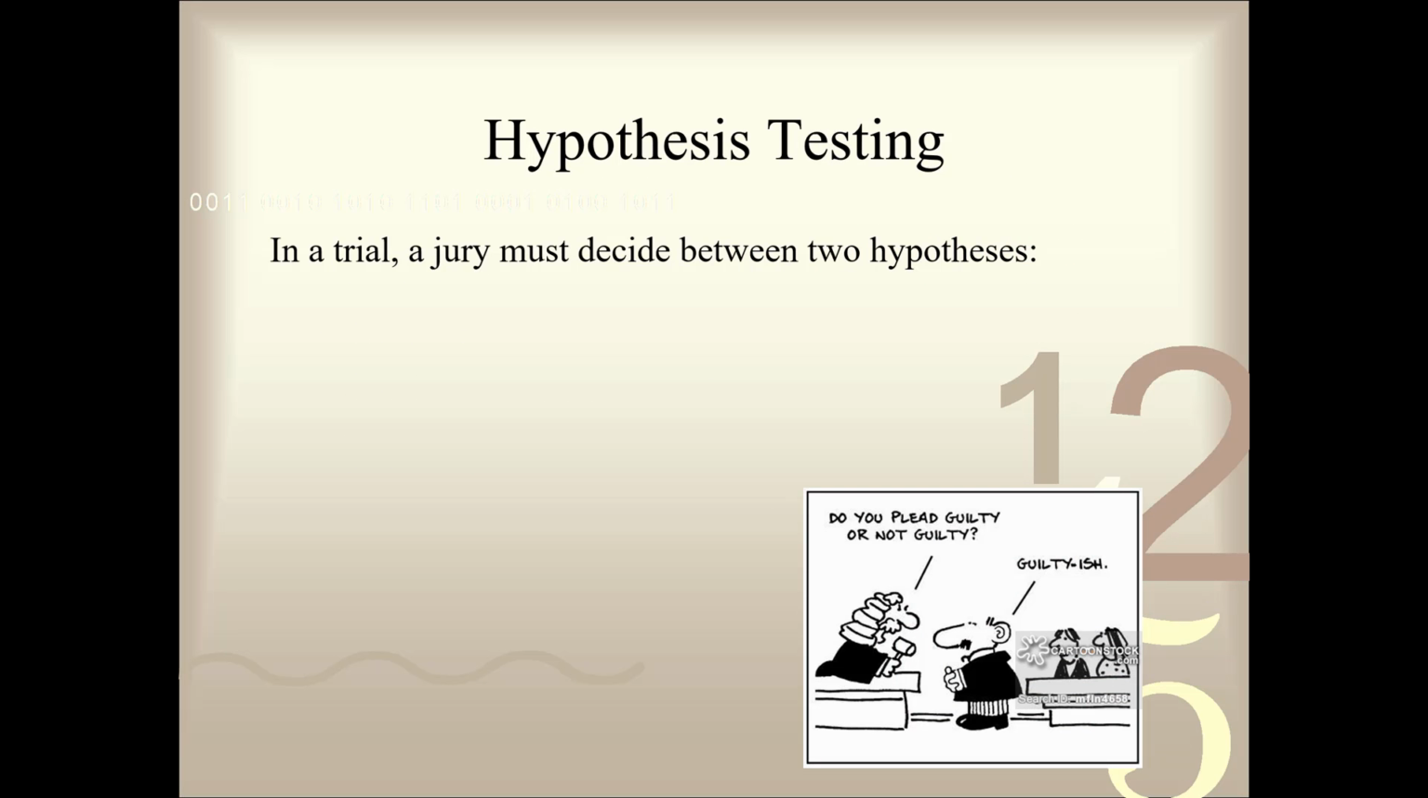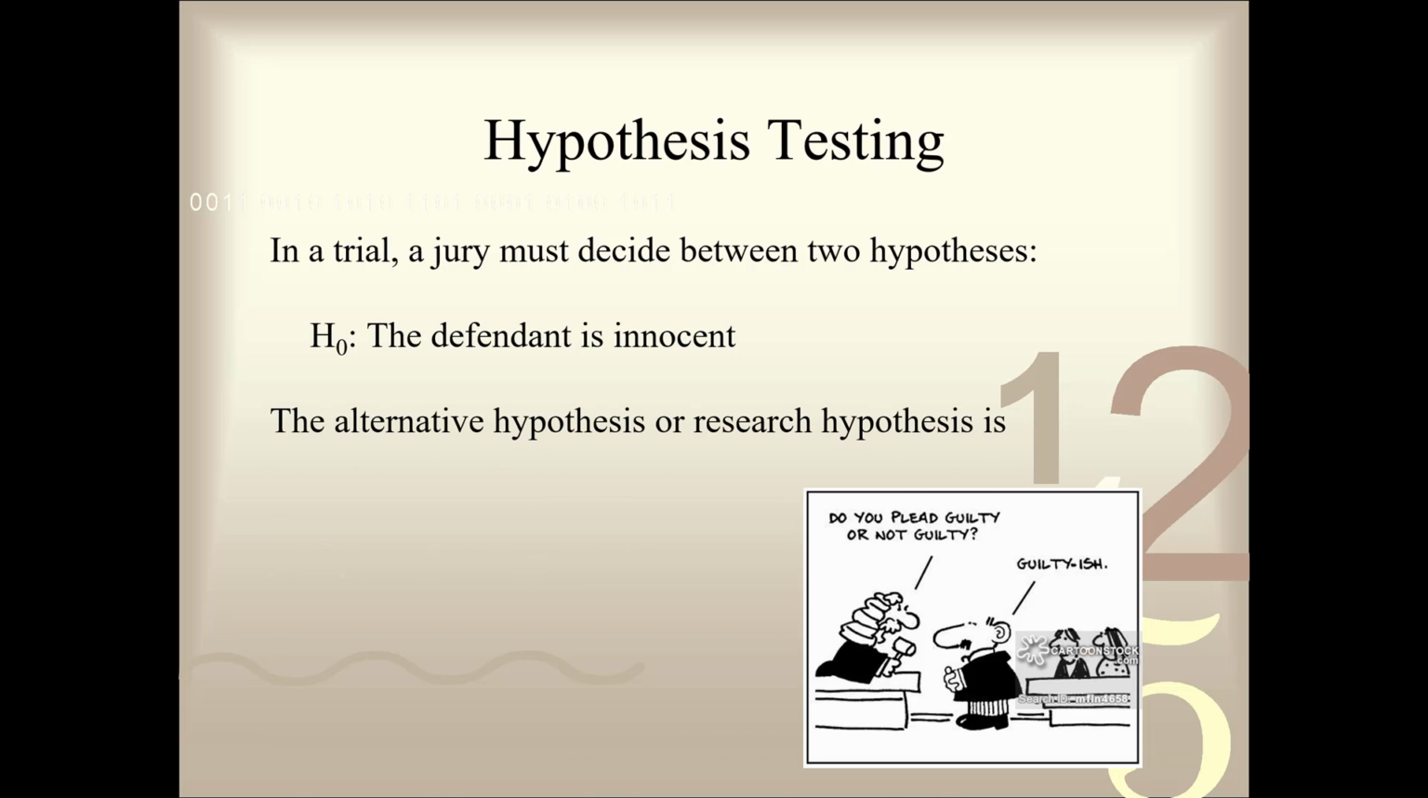So in a trial, a jury must decide between two hypotheses. Either the null hypothesis, or H naught, the defendant is innocent. We assume that to be true until we prove otherwise. The alternate hypothesis is the guilt. So basically that's the thing we have to prove. So hypothesis testing is never about trying to prove the null hypothesis. It's all about trying to find evidence or not for the alternate hypothesis.